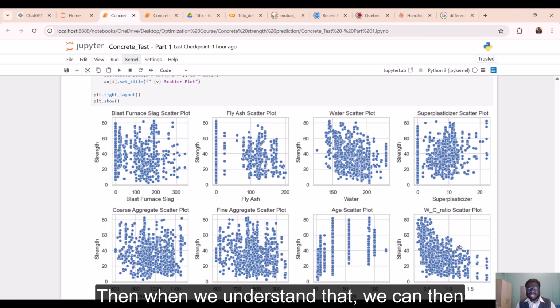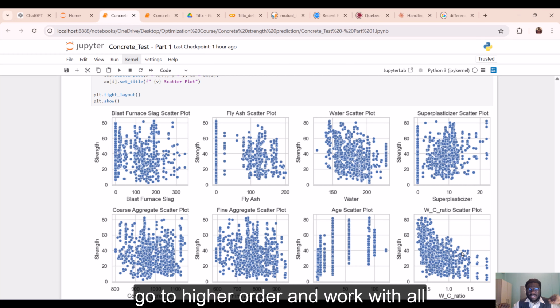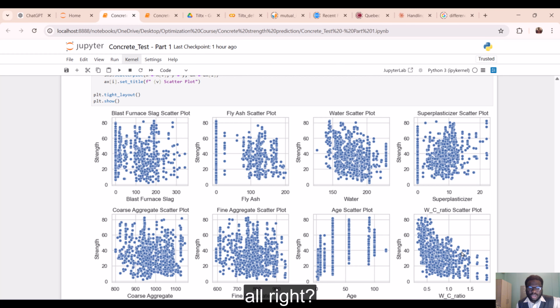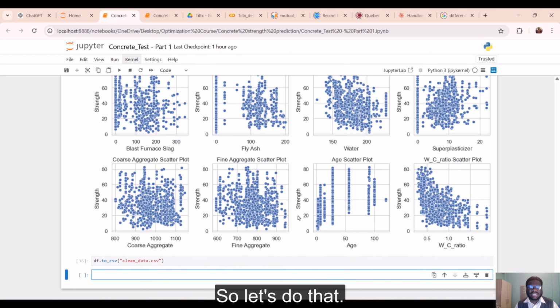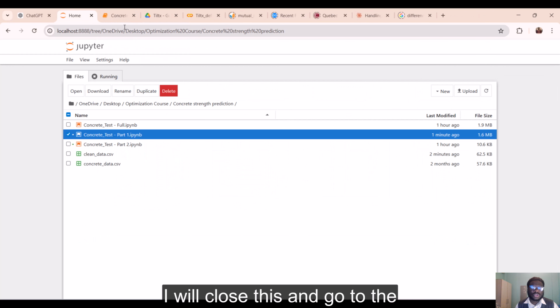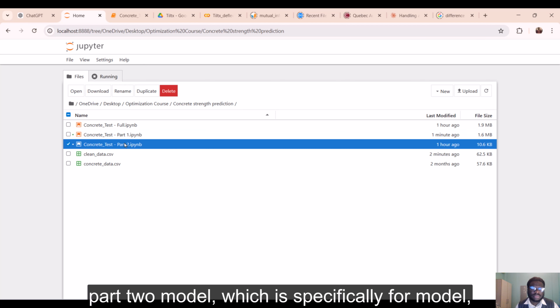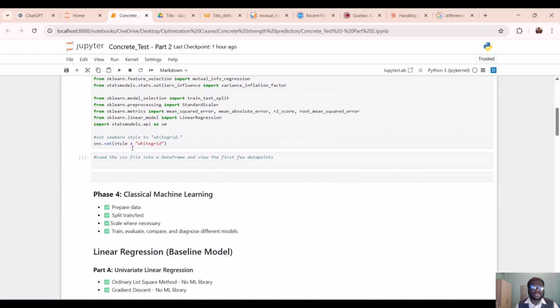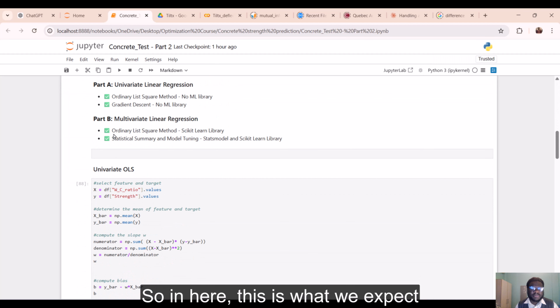Then when we understand that, we can go to higher order and work with all of the 8 inputs at the same time. All right, so let's do that. I will close this and go to the part 2 model, which is specifically for building the model. So in here, this is what we expect to see.